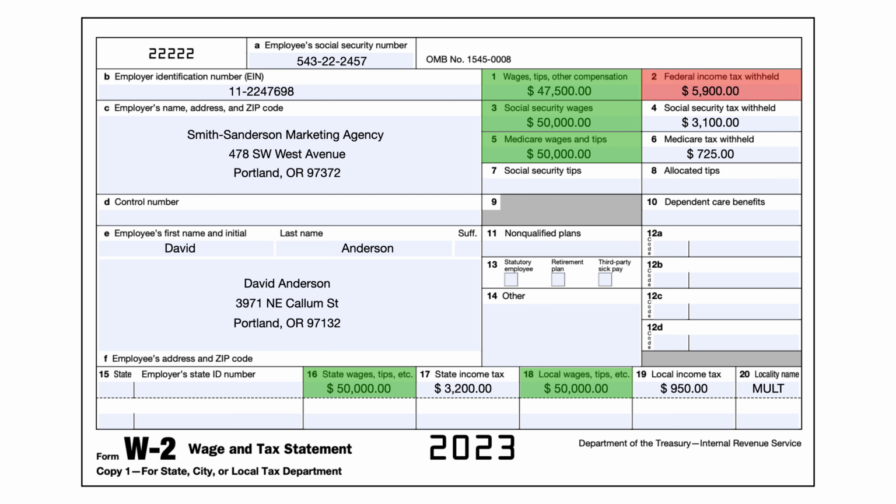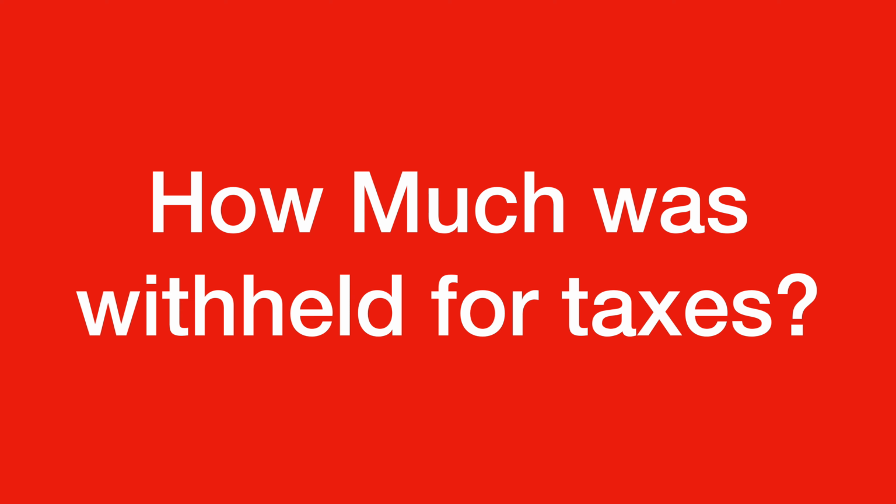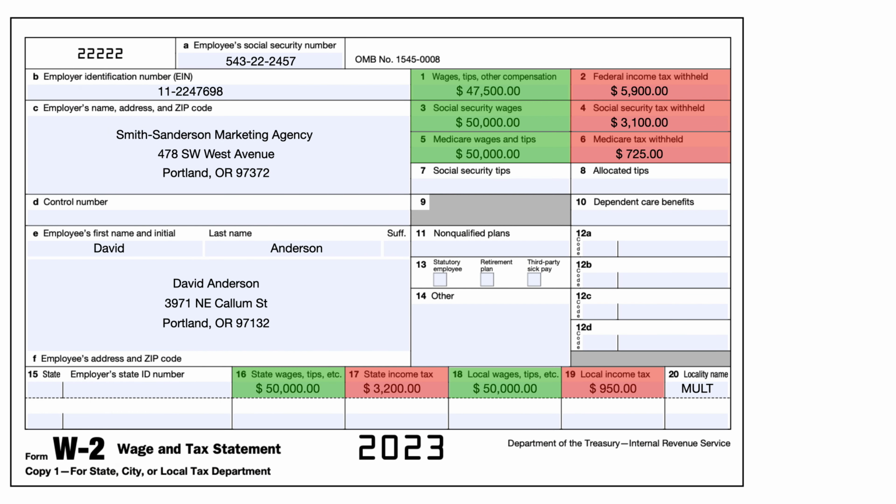Now let's look at the taxes. There's the federal income tax withheld, Social Security tax withheld, Medicare tax withheld, state income tax withheld, and local income tax, which is going to be like your city and county taxes. So let's go ahead and figure out how much money was withheld from this person for their taxes. And let's just go ahead and add them all up.